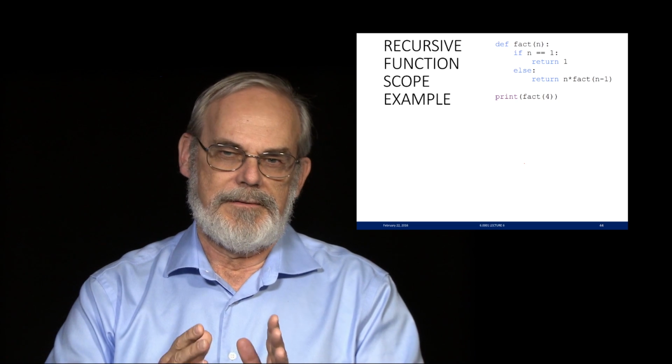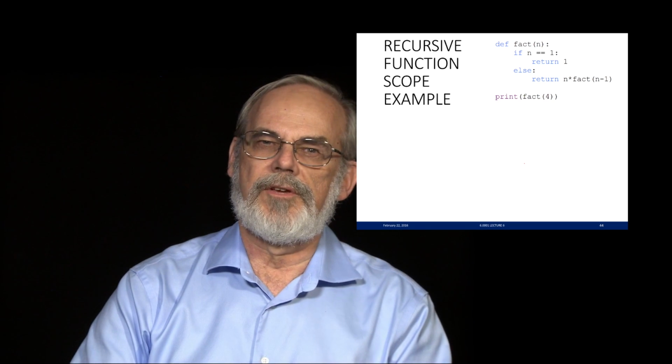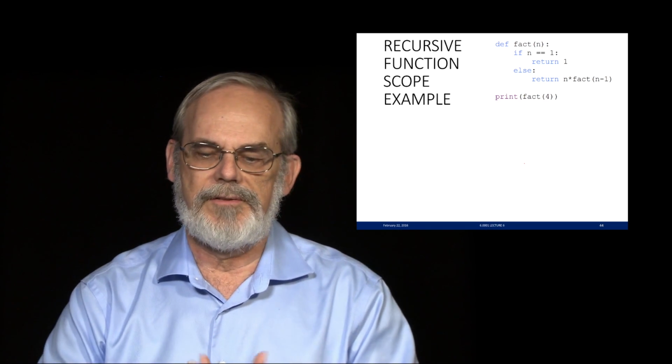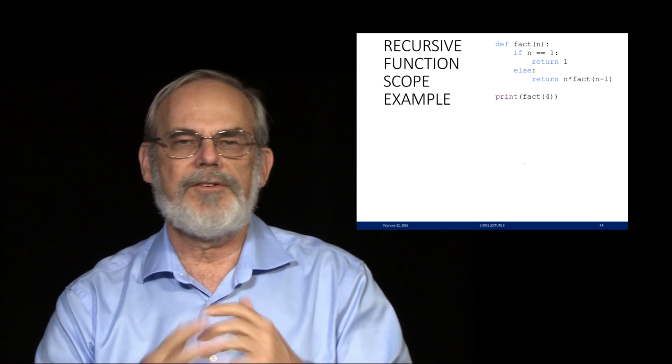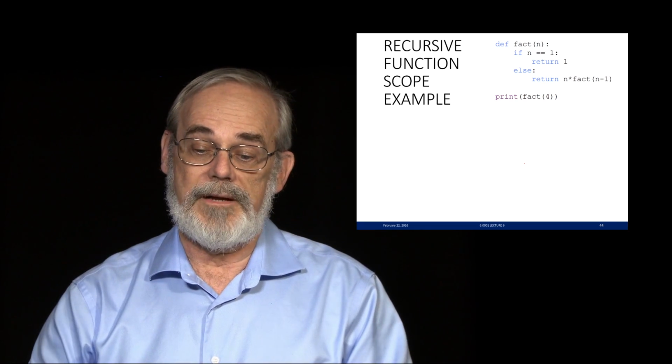With that in mind, let's deal with something that may be puzzling you, which is how in the world does the computer know when to stop unwinding this? And how does the computer know which versions of the parameters to the function to use? I'm calling fact of n. How does it know which version of n to use? We've already kind of seen it, but let's walk it through.